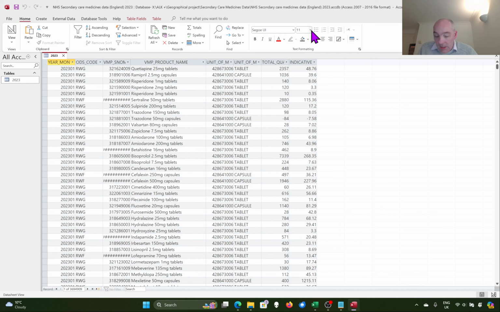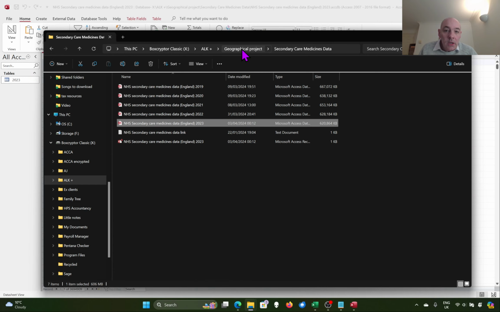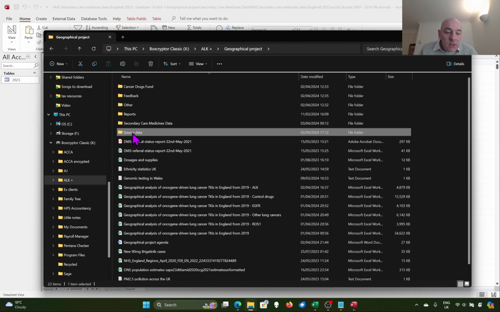So I'd basically import the monthly data into an Access database, which can then be used to generate annual reports showing the monthly number of tablets for different drugs prescribed by each hospital trust in England. These reports are then sorted into order of the 3-digit hospital trust codes, the ODS codes, and subtotaled for each hospital trust. So this is an example of what I did.